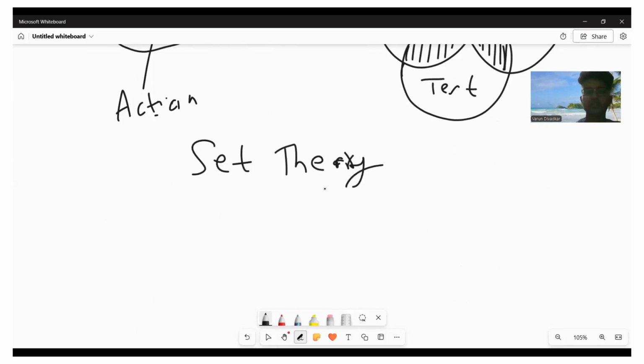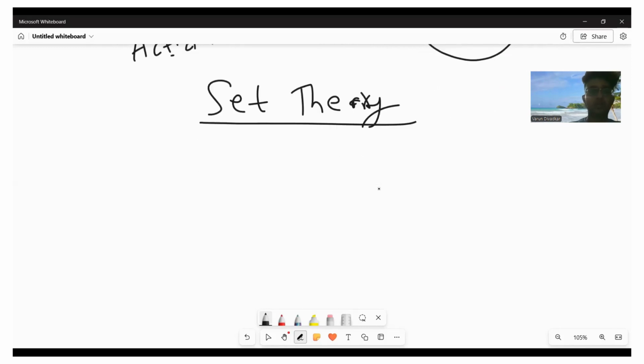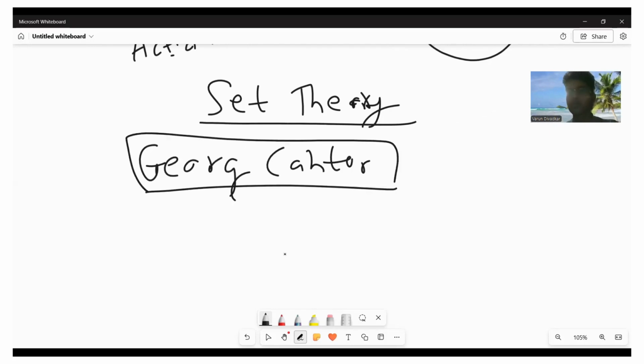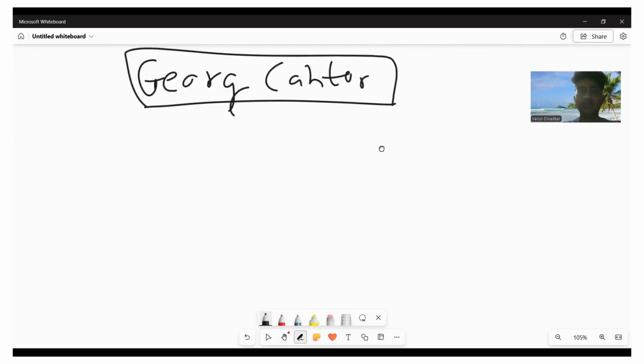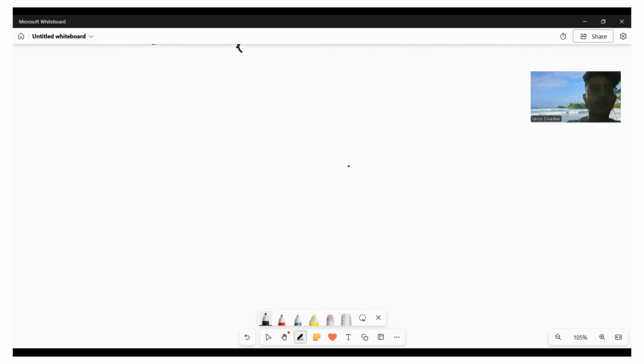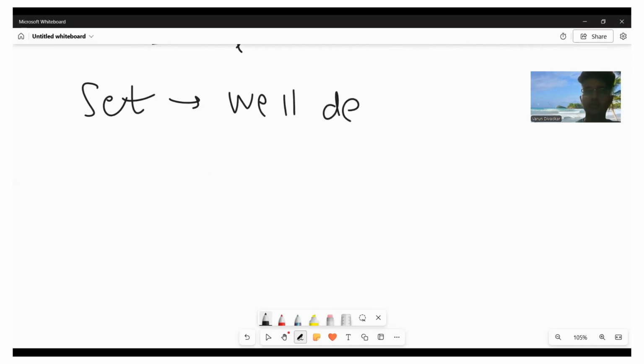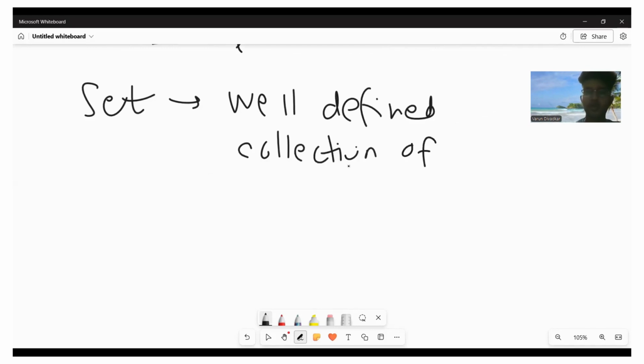So what is set theory? Set theory is a branch of mathematics invented by George Cantor, right? To basically help you assist with these sorts of problems, right? So what is a set? In simple terms, a set is basically a well-defined collection of objects, right? Now, these objects might be anything, right?